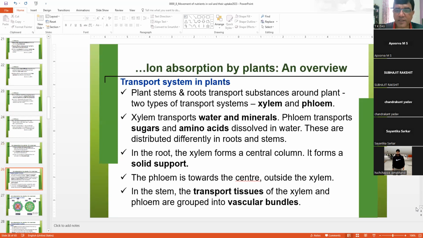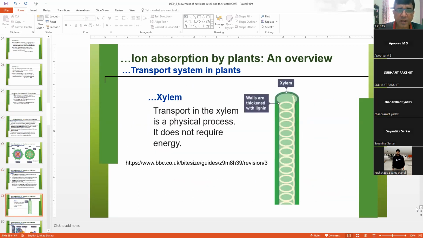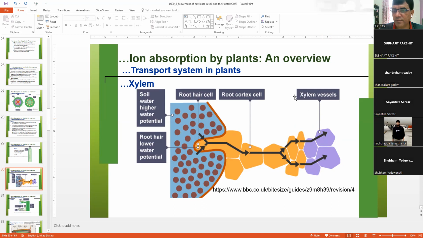Transport systems we have seen in the plant, xylem, phloem are important. You have seen these pictures before. And xylem is very, very important for transport of nutrients from root to the shoot part. And you have also seen how the ions or water will move from soil to the root, then passes the radial. This is radial movement of water or nutrients, you can see, and then reaching the xylem. From xylem, they go upward.